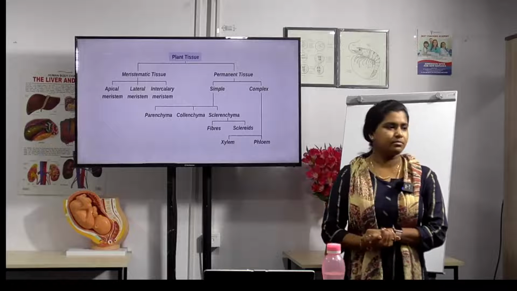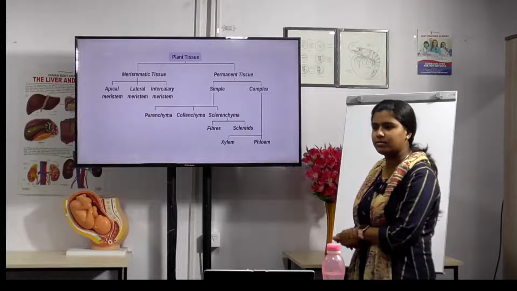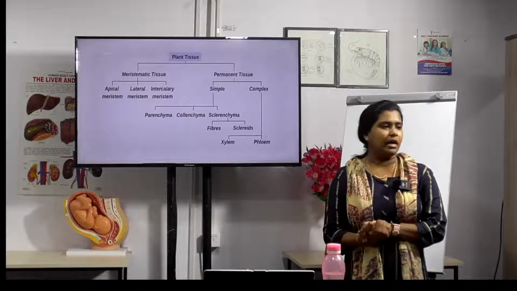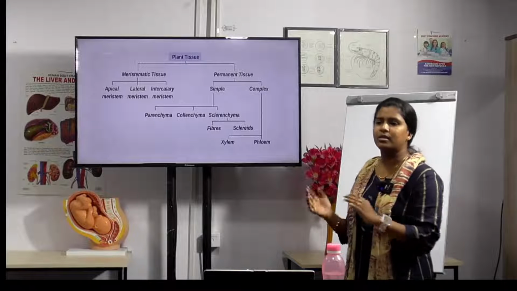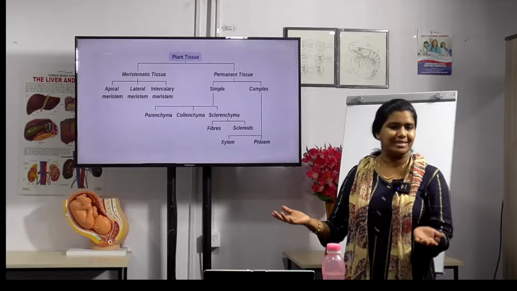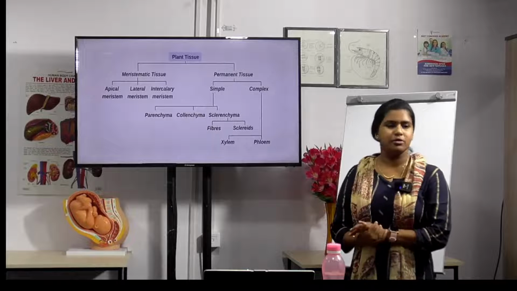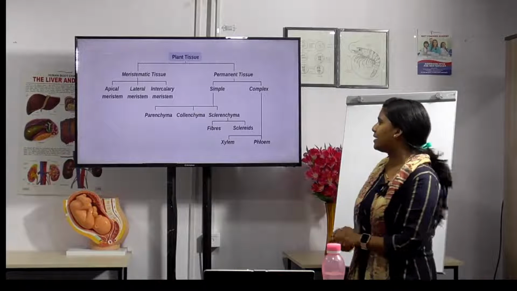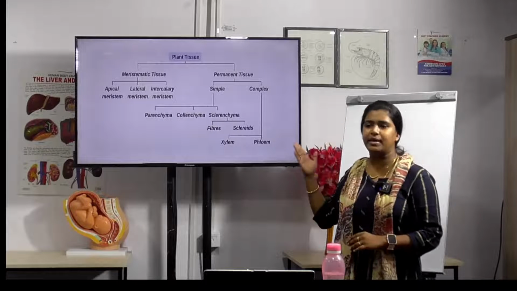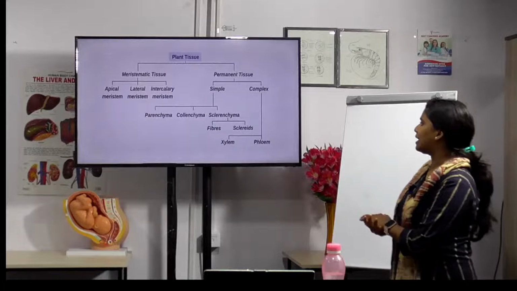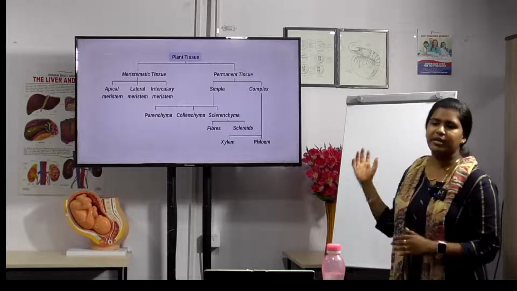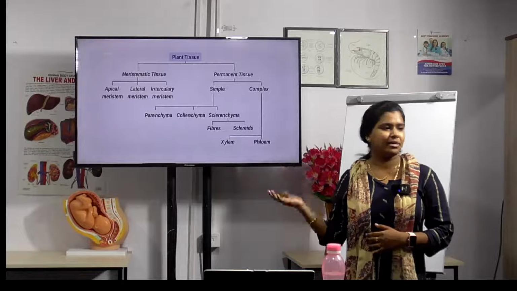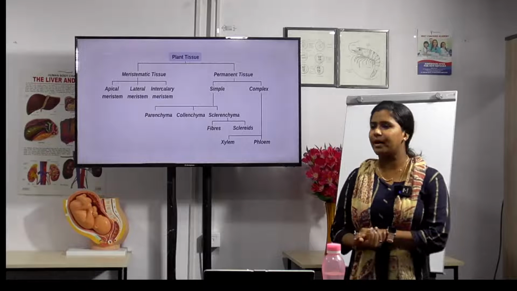What is meristematic? Meristematic tissues will divide into many cells to form a permanent tissue. So that is called meristematic. Meristematic is divided into apical, lateral and intercalary, and permanent tissue is nothing but made up of many meristematic cells.